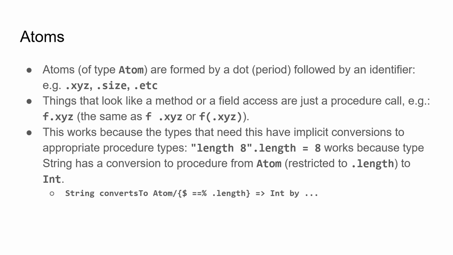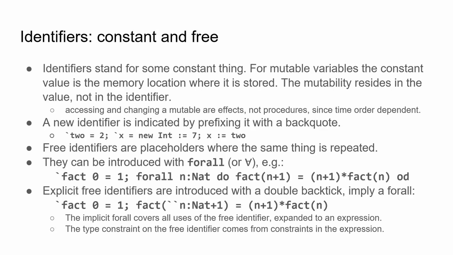And this works to a significant extent because values of various types convert naturally into procedures. So, for example, if you've got a string and you put the .length method access after it, what really happens is that the string gets converted into a procedure that takes .length and returns an int. And that procedure is just an ordinary procedure, and the conversion is just an ordinary procedure, except that it's implicit.